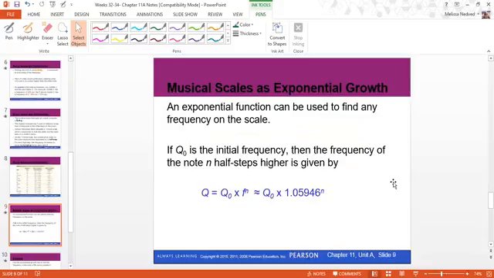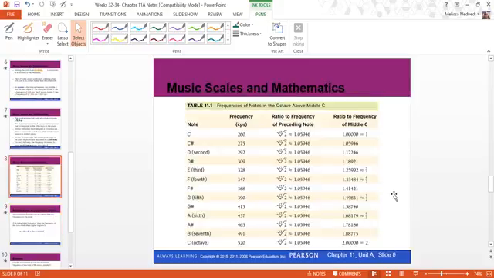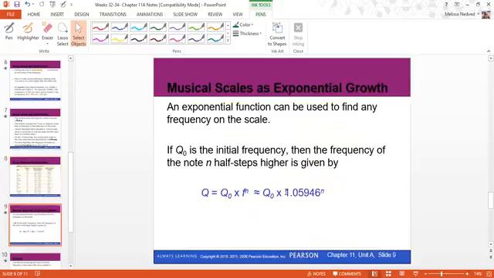So if Q naught is the initial frequency, then the frequency of the note n half steps higher is given by this function. Our frequency, or Q, is equal to Q naught, our initial value, times f to the n. And now f is that value we just defined back here in this third column. F refers to the ratio to frequency of the preceding note, and in the case of this lesson, we're always just going to replace f with the 1.05946. And then n refers to the number of half steps higher that we're looking for.